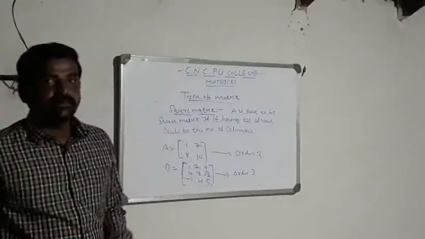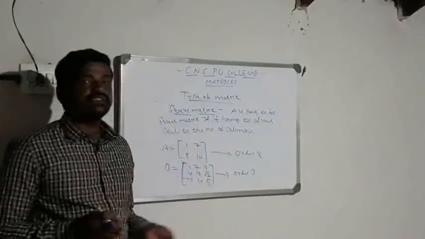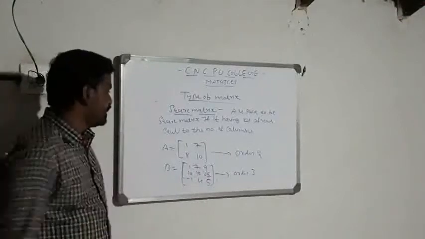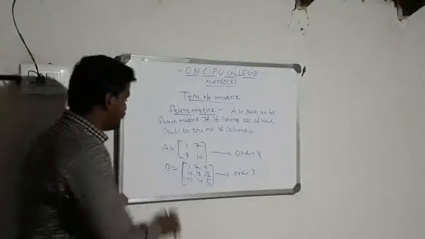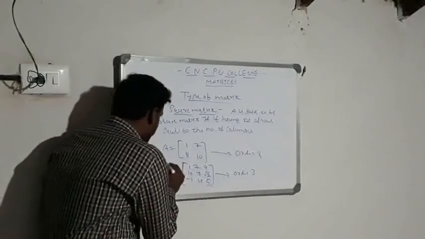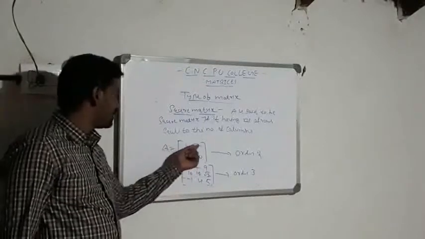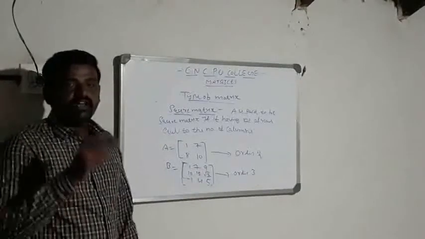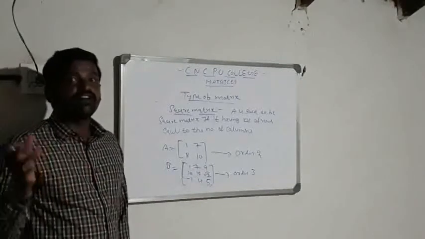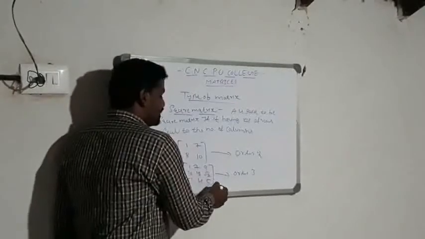A square matrix means a matrix having the number of columns equal to the number of rows. Here 2 rows and 2 columns. In matrix B, 3 rows and 3 columns. Therefore, the number of elements of the first matrix is what? 4: 1, 2, 3, 4. In the second matrix it is 9. In a square matrix, the number of elements is a perfect square. Here 4 elements, here 9 elements.